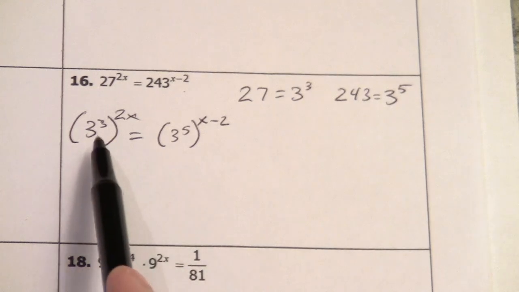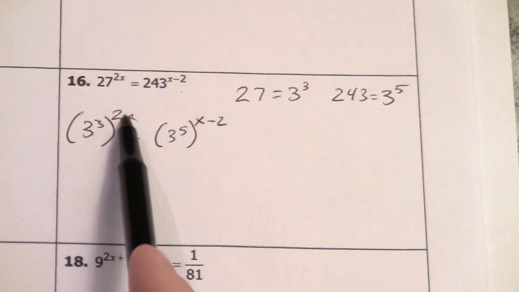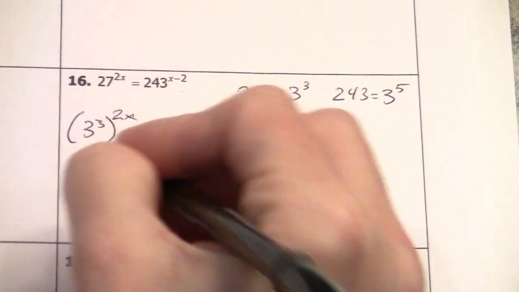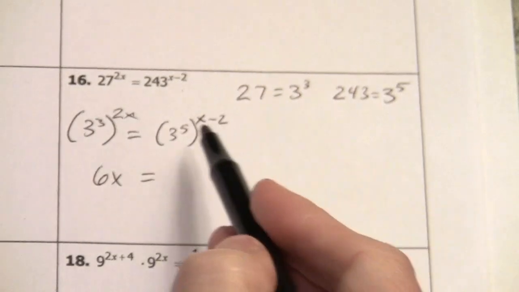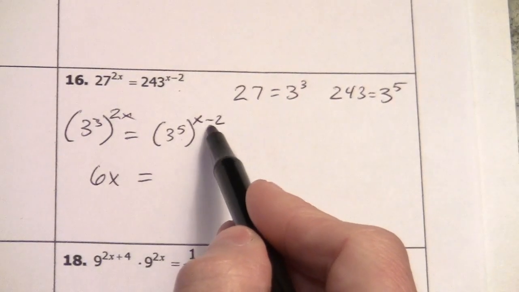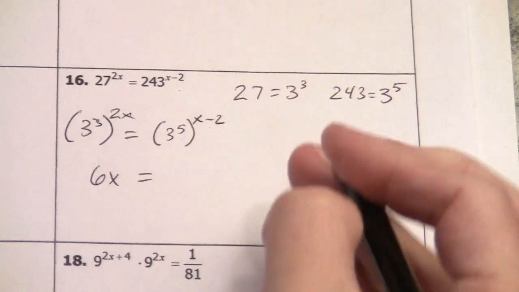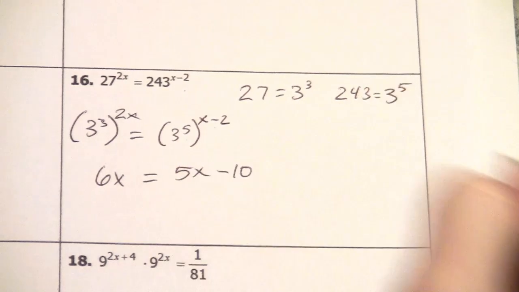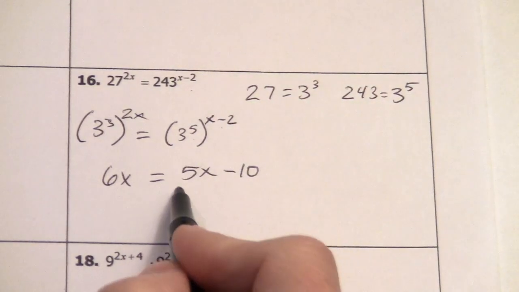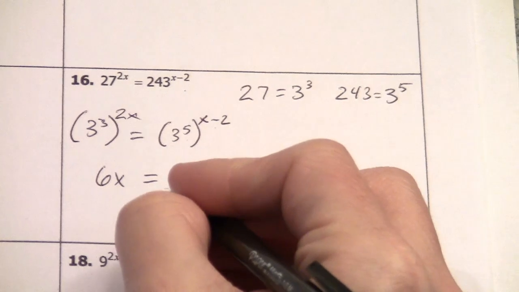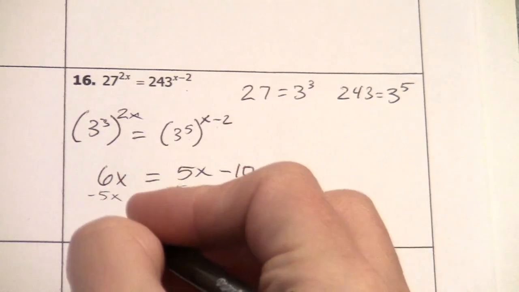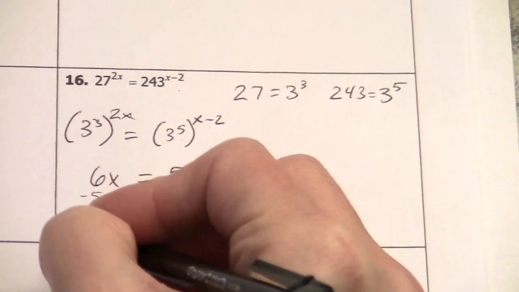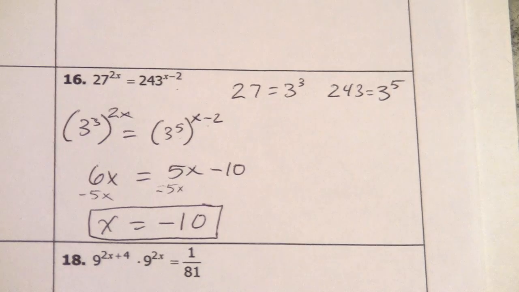All right. Same bases, we have some power to power things we have to multiply. First, 3 times 2x is 6x, equal to this power, which is 5 times x minus 2, distribute the 5. 5x, 5 times negative 2 is negative 10. All right, let's subtract 5x from both sides here. And we're left with x equals negative 10. All right, and that's it.